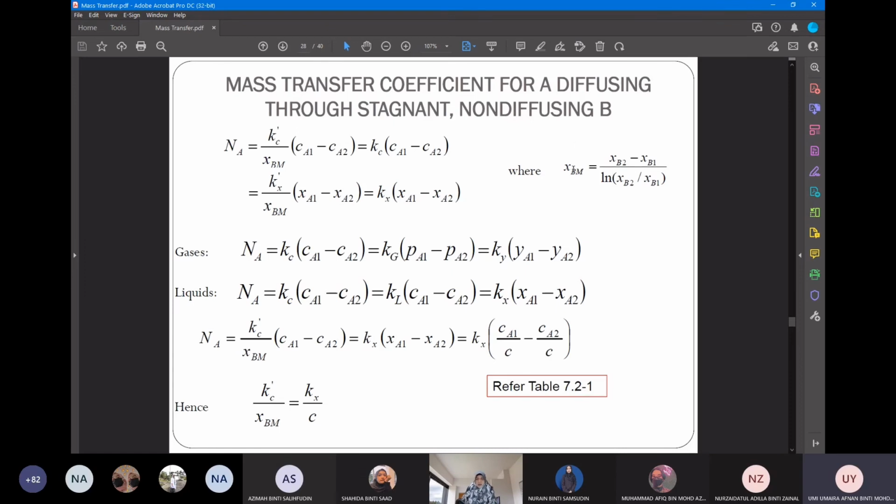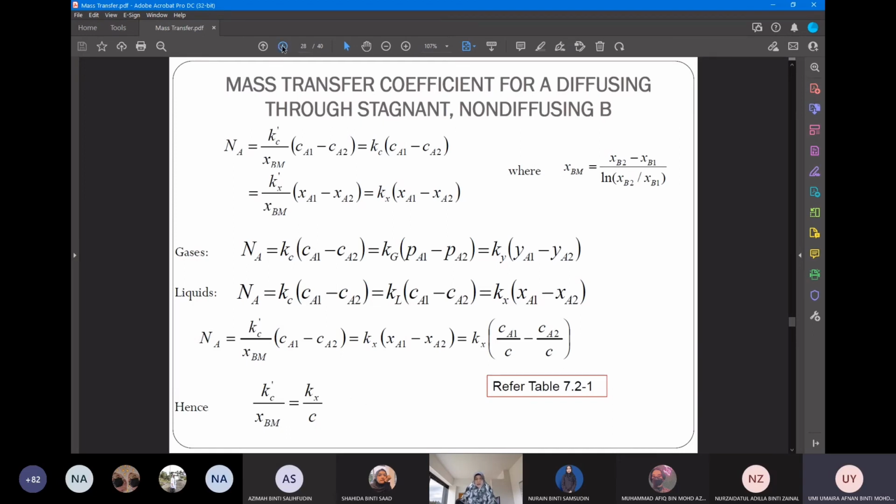So what is xbm? X is the mole fraction. When you have xb, this is the mole fraction of B at location 2, and the mole fraction of B at location 1. So finally you have the equation for the gas and for the liquid, and then the relationship between Kc and Kx together with X, or mole fraction.